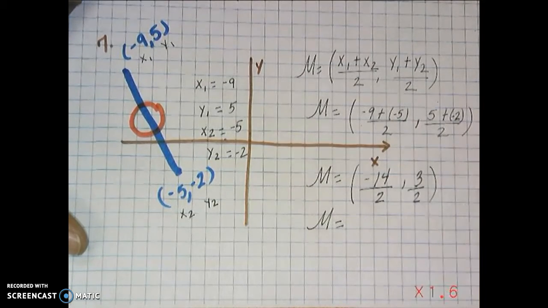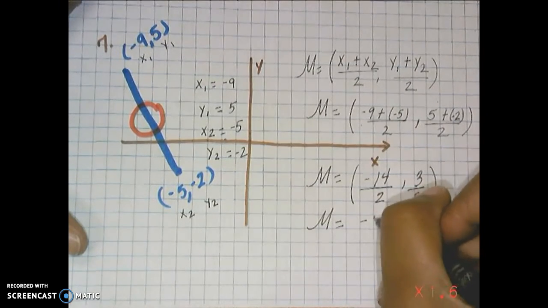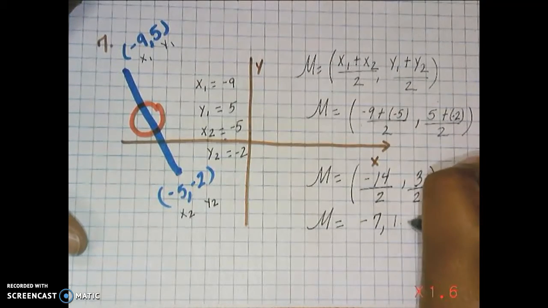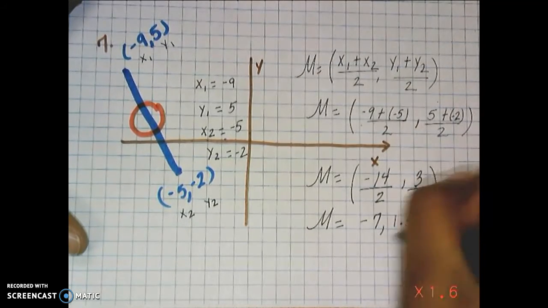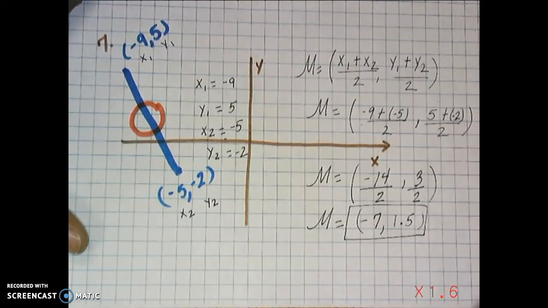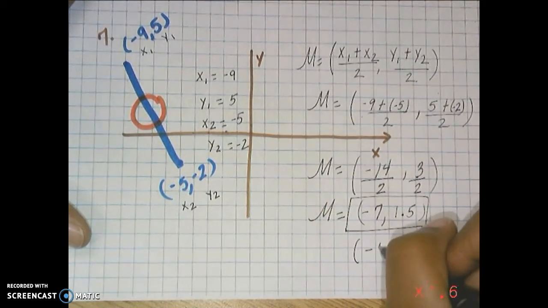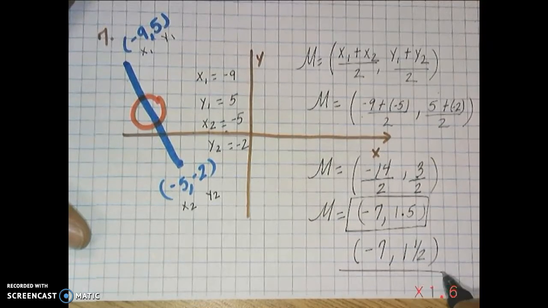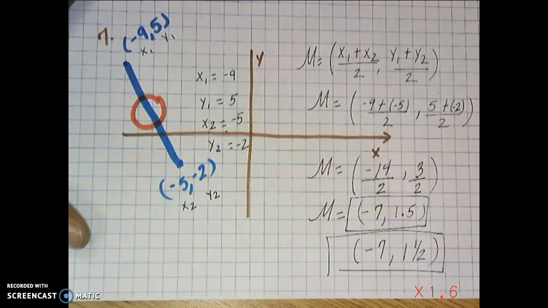So a negative 14 divided by 2, that's a negative 7. And 3 divided by 2, that's 1.5. However you choose to write it, it's fine by me. So this will be a good answer. Negative 7, comma 1.5 would be a good answer because that's about as simplified as you can get. So that's your answer for number 7.